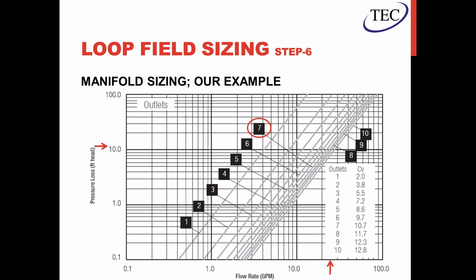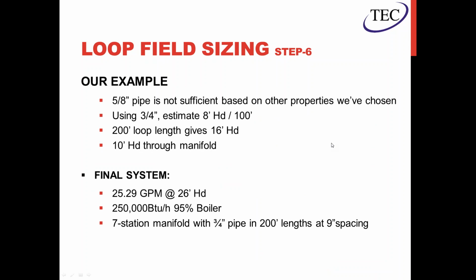The next step would be to calculate the manifolds. Again, this is tabulated from Rehau's manifolds, but all manufacturers have those shown. So we'll be doing the 5-loop manifold with the log chart. We're at 25 GPM on the bottom, and as you can see, that's about 10 feet of head through the manifold. So for our final system, we'd be looking at 25 and some change GPM at 26 feet of head from the manifold on. So any piping before that needs to get added on.